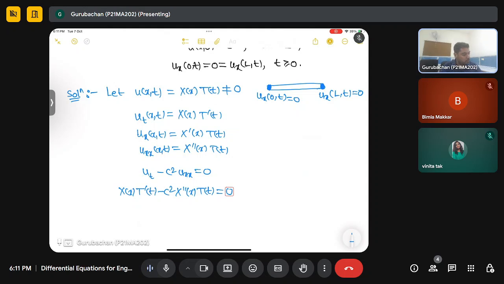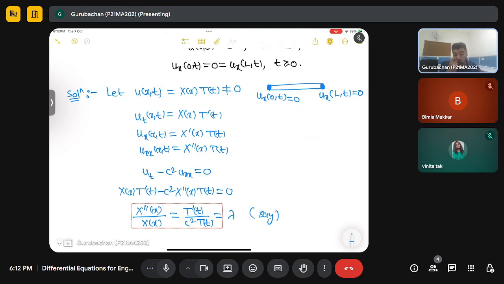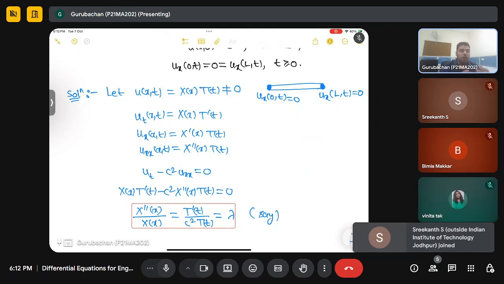Now from this, we can write X''(x) divided by X(x) is the same as T'(t) divided by c square T(t), equal to some lambda, say, where lambda is a constant. So we are trying to convert this system into a Sturm-Liouville system, so that we can find some eigenvalues and corresponding eigenfunctions, and with the help of those we can follow up to get the original solution.